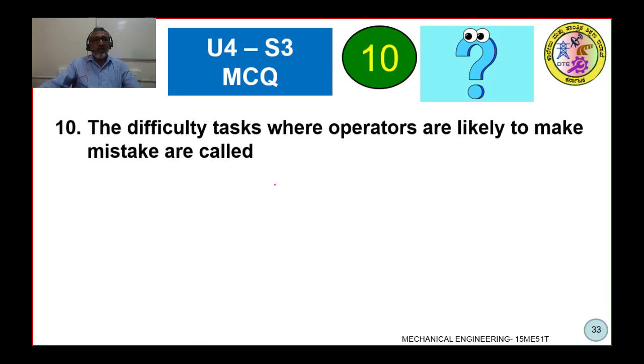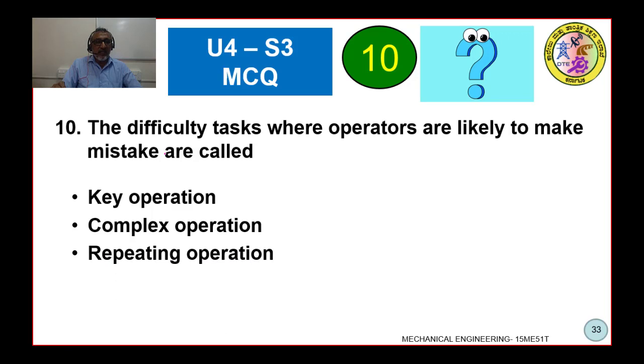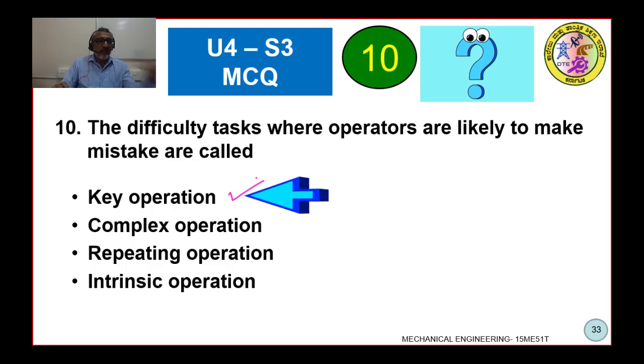Last question. The difficult tasks where the operators are likely to make mistakes are called key operation, complex operation, repeating operation, or intensive operation. What we defined is key operation. Key operations are the operations which are difficult and where the operators are likely to make mistakes. So that is the key operation.